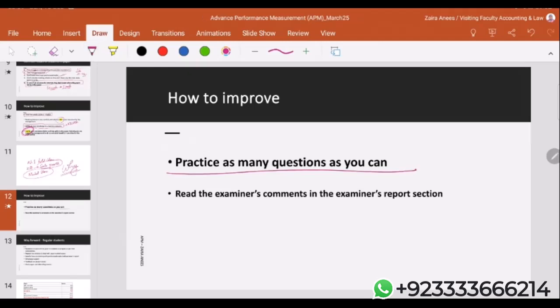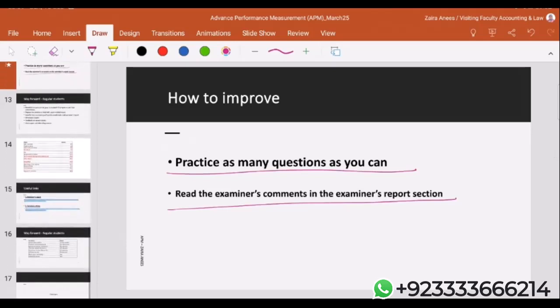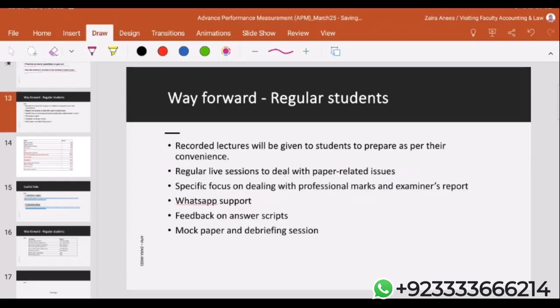Practice as many questions as you can, and read the examiner comments, read what examiners are complaining about, read what other people are mostly doing wrong. That's something which we'll cover in our live sessions. Now, this is something which we will be doing in our live sessions, right? You will get the recorded lectures. You will get the LMS access of the recorded lectures.